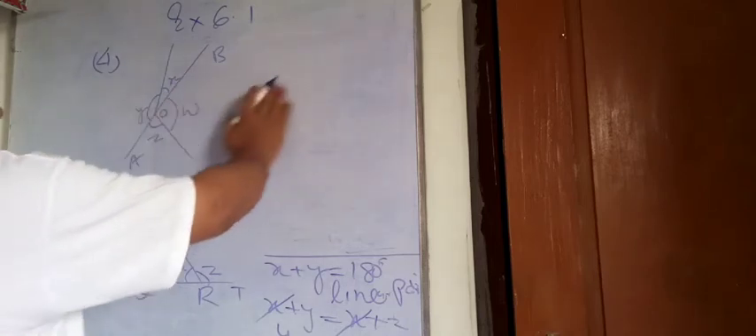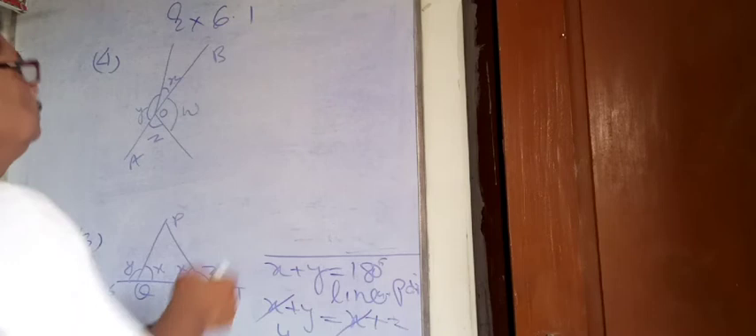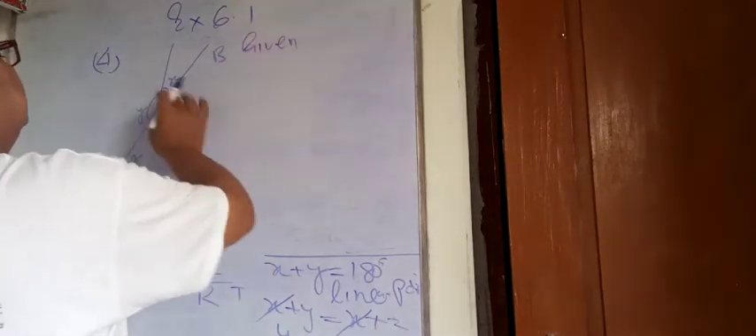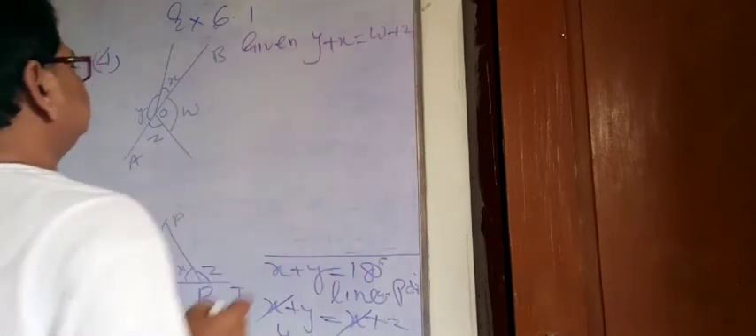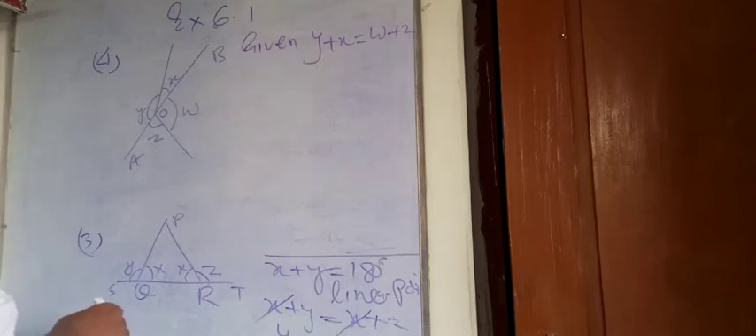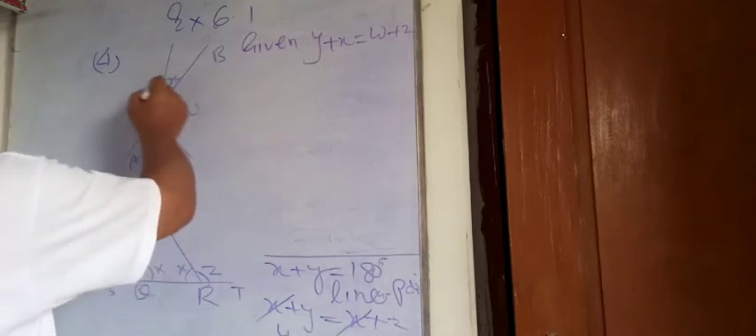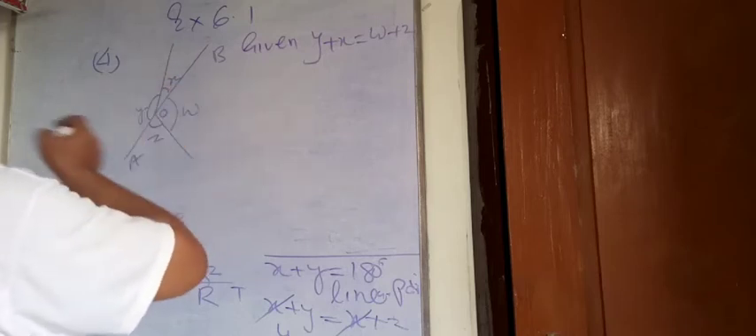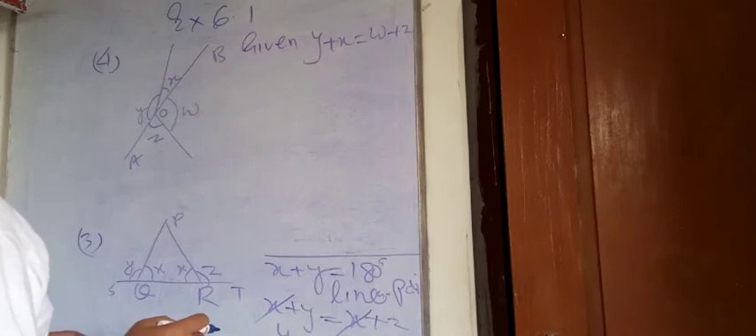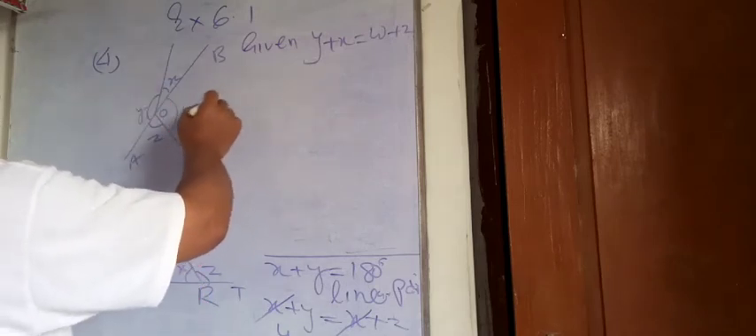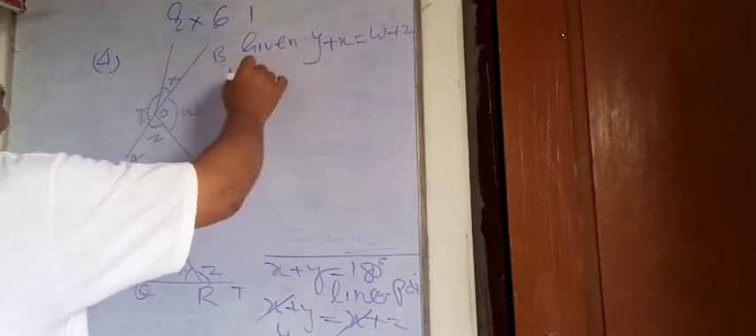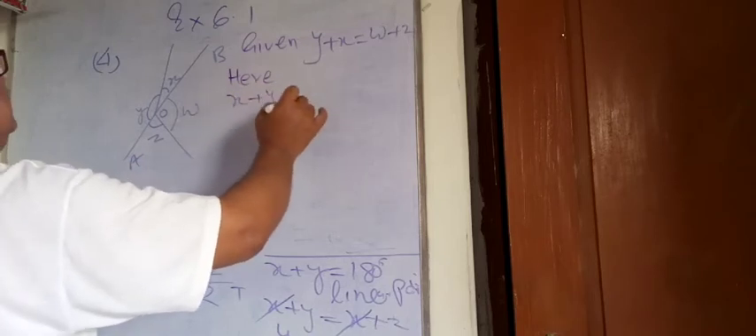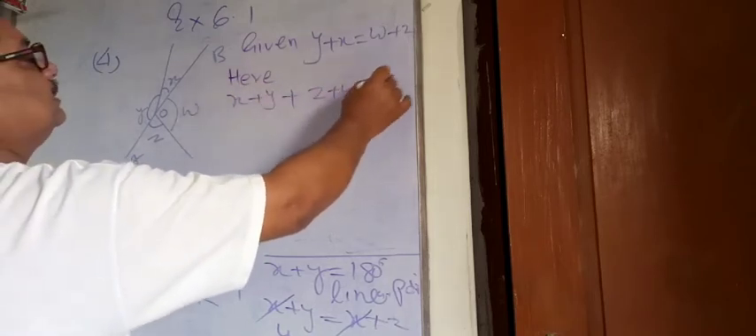So what we have to do here, given, we have been given x plus y equal to w plus z, and see, we have studied that this is the complete angle, and it comes equal to 360 degrees. So we will write here straightly, x plus y plus z plus w equal to 360 degrees.